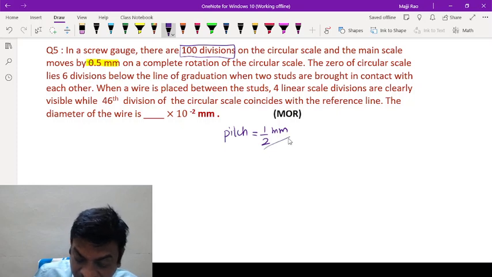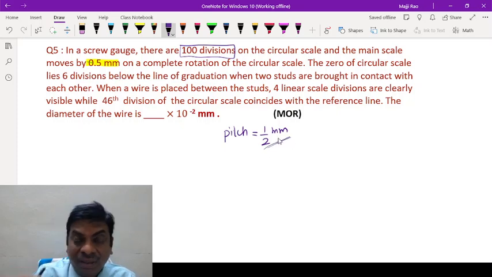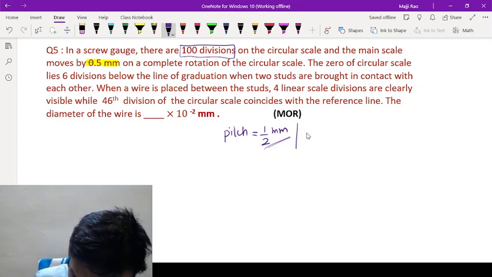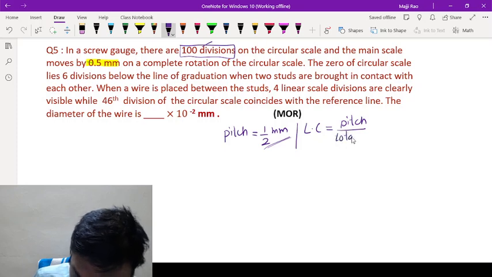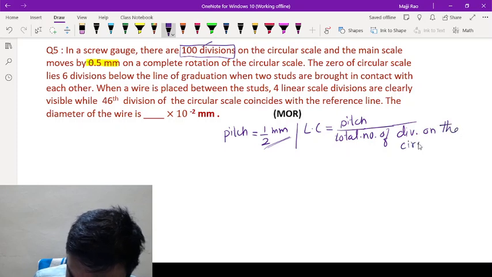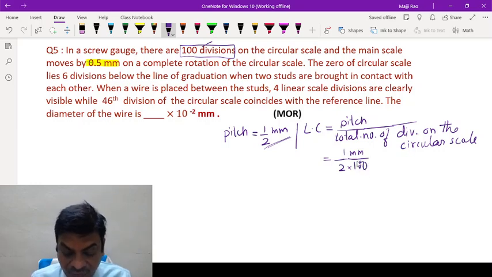Then coming to least count: upon rotating the circular scale by 100 divisions, the screw moves by this much, so upon rotating by one division, what will be the distance moved by the screw? That will be the least count of the screw gauge. So the least count of the screw gauge is the pitch divided by the total number of divisions on the circular scale, which is half mm divided by 100. So this is the least count.